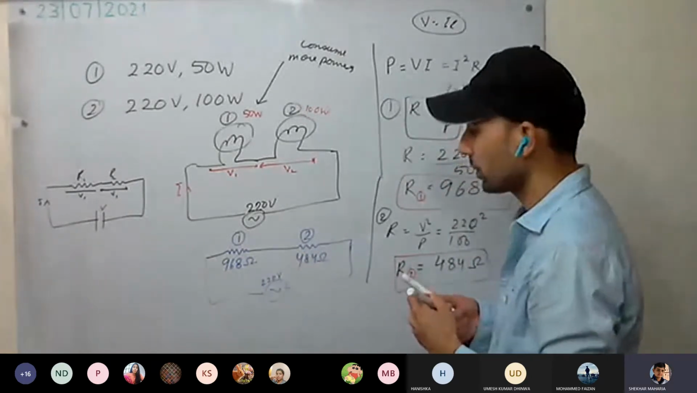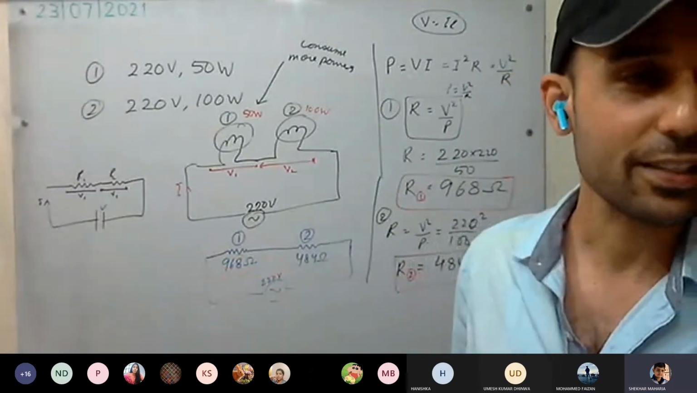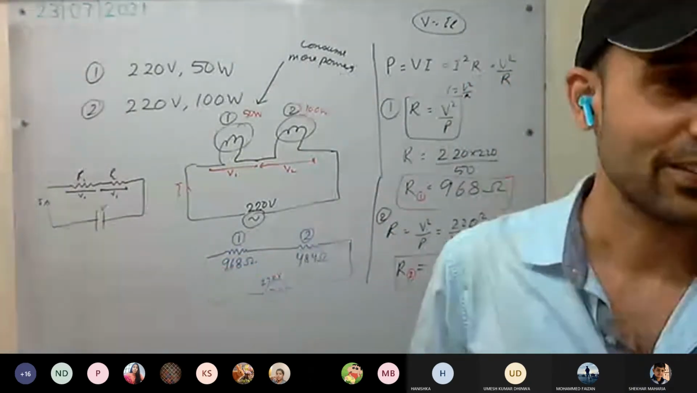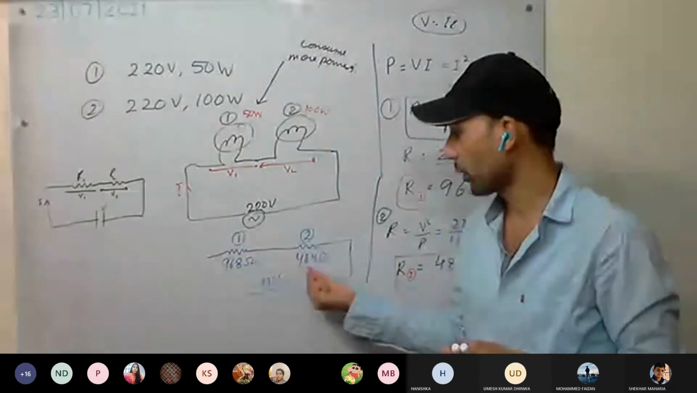Sir, what is the reason that the 50 watt bulb consumes more power? We are going to see why it is consuming more. So see here, which is having more resistance?